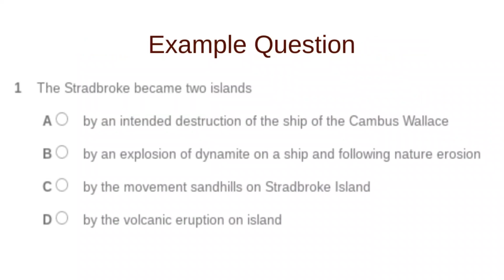So let's look at our example question. Here we've got the question type where we need to select one correct answer from 4 different options. The Stradbroke became 2 islands, and here we have 4 different reasons. Intended destruction of the ship Cambus Wallace by an explosion of dynamite on a ship following nature erosion, by the movement of sandhills on Stradbroke Island, or by a volcanic eruption on the island.